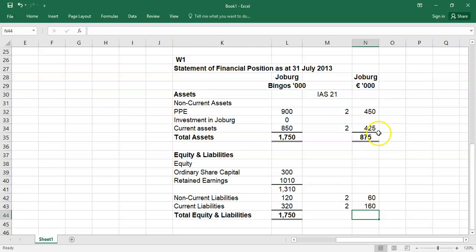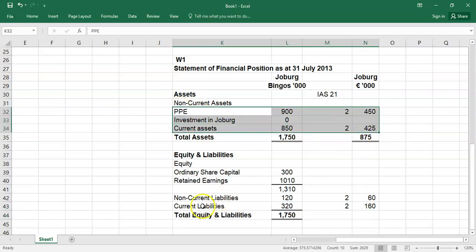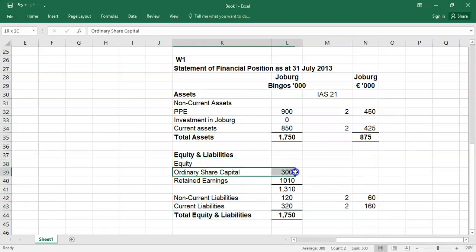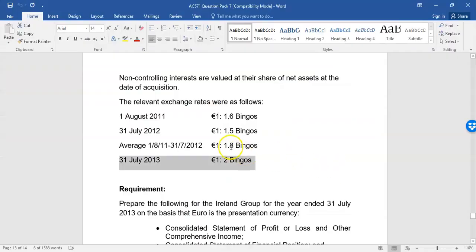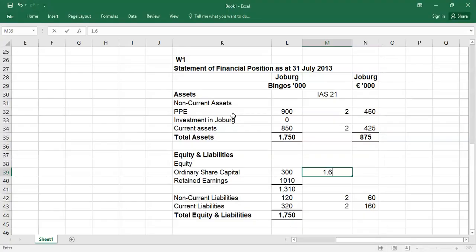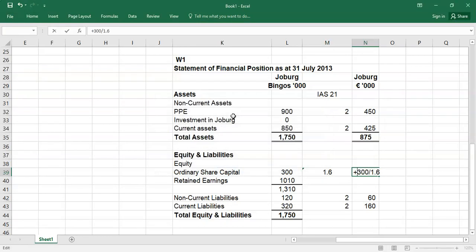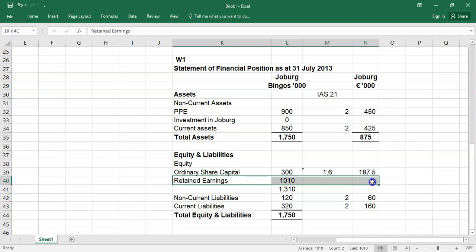So that's always the most straightforward one, any assets and liabilities are converted at what we call the closing rate. Any equity, or the ordinary share capital, will be converted at the historic rate. Now the historic rate here means the date of acquisition, which will be 1.6. So 300 divided by 1.6 is 187.5. Now what I usually leave for retained earnings, because there's actually a couple of things going on there, for now I always just leave it as a plug figure. So put that as yellow.